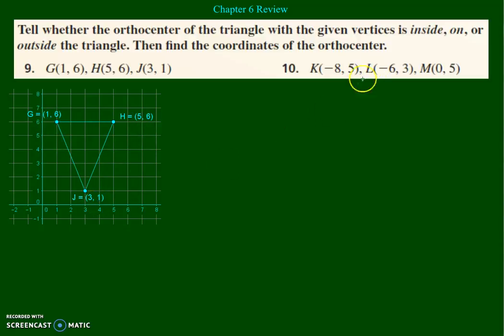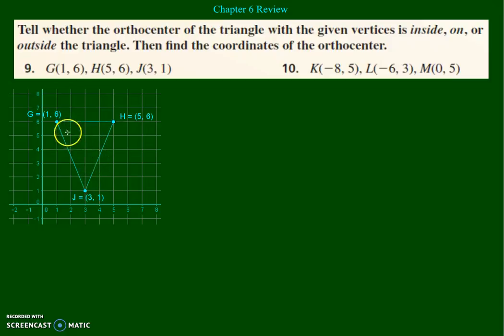And for the first part of the problem, we have to determine if the orthocenter is inside, outside, or on the triangle. Now, in this case, orthocenter is the point of concurrency of the altitudes of the triangle. An altitude is a segment from a vertex perpendicular to the opposite side. So, if this were an obtuse triangle, then the orthocenter would be outside the triangle. If it was a right triangle, it would be on the triangle, and in an acute triangle, it's inside.